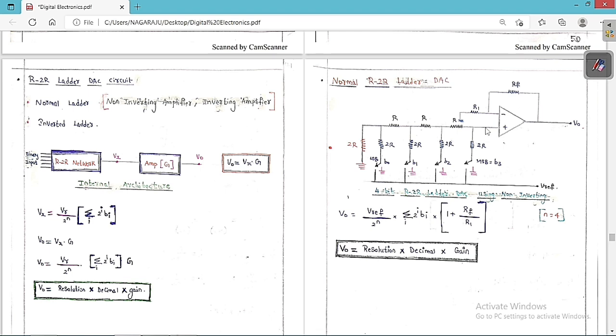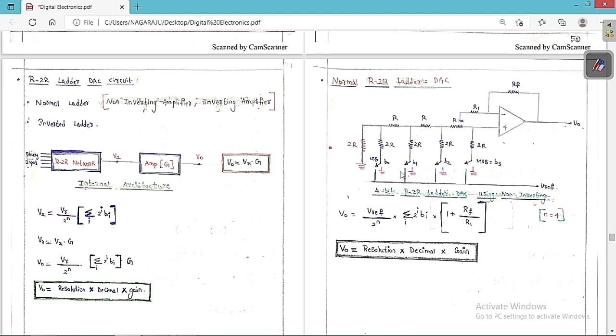The Vx voltage, I have already told you, is V reference by 2 to the power of n into decimal equivalent of binary input. Then we have to multiply by some gain. This is the non-inverting amplifier. So what is the gain? 1 plus Rf by R1. Then what is the output voltage? The output voltage is equal to Vx, which is the total, and this is the gain of the amplifier. So V reference by 2 to the power of n into decimal equivalent of binary input into gain of the amplifier, which is 1 plus Rf by R1.